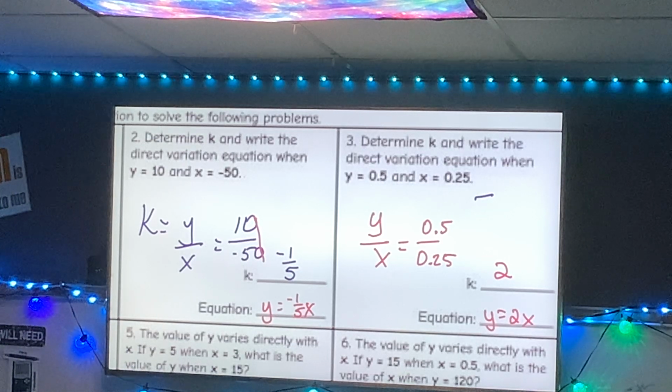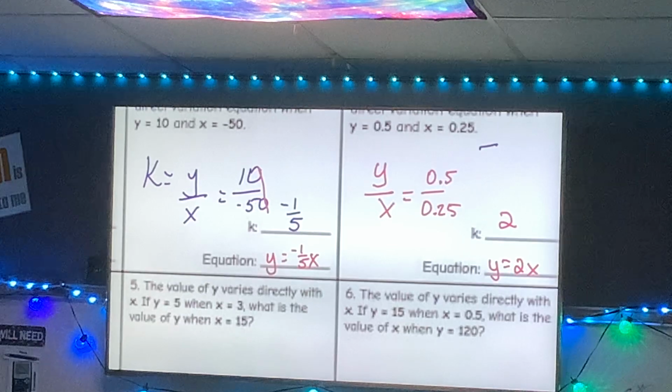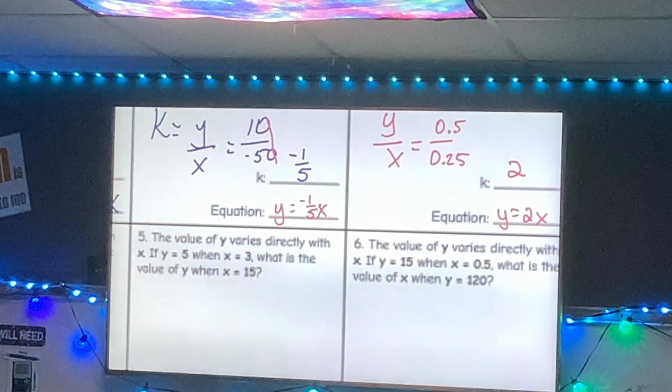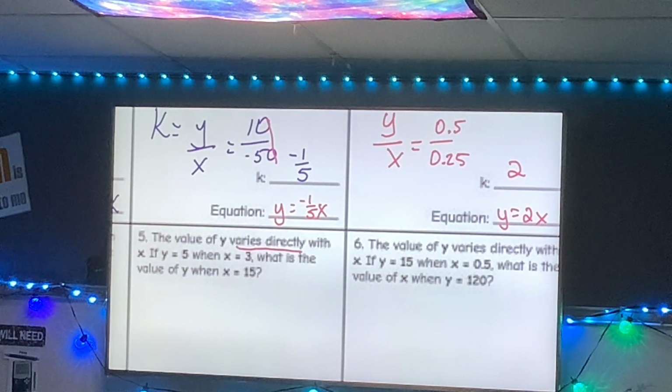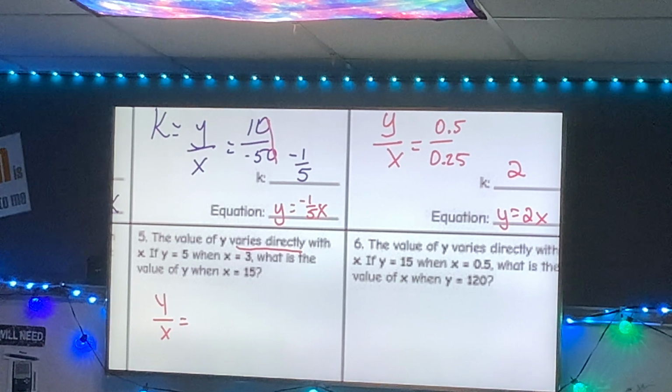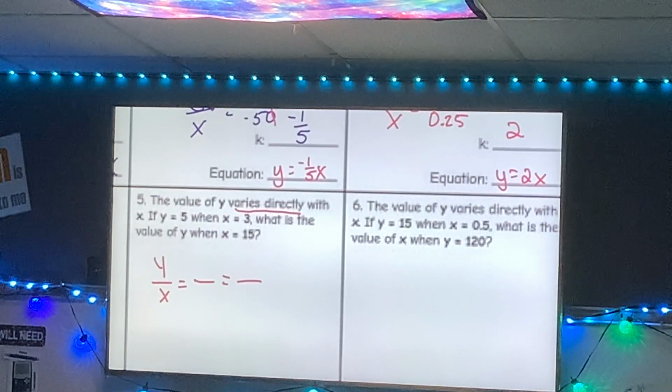So now you're going to see when you set up a proportion, it's when you have 3 numbers and you're missing 1. Okay? So, when Y varies directly with X, so Y over X, you must label today. They're not all going to be Y over X. You must label, just like we did when we were talking about pencils and packages and all that stuff. Y is 5, X is 3. What is Y when X is 15?